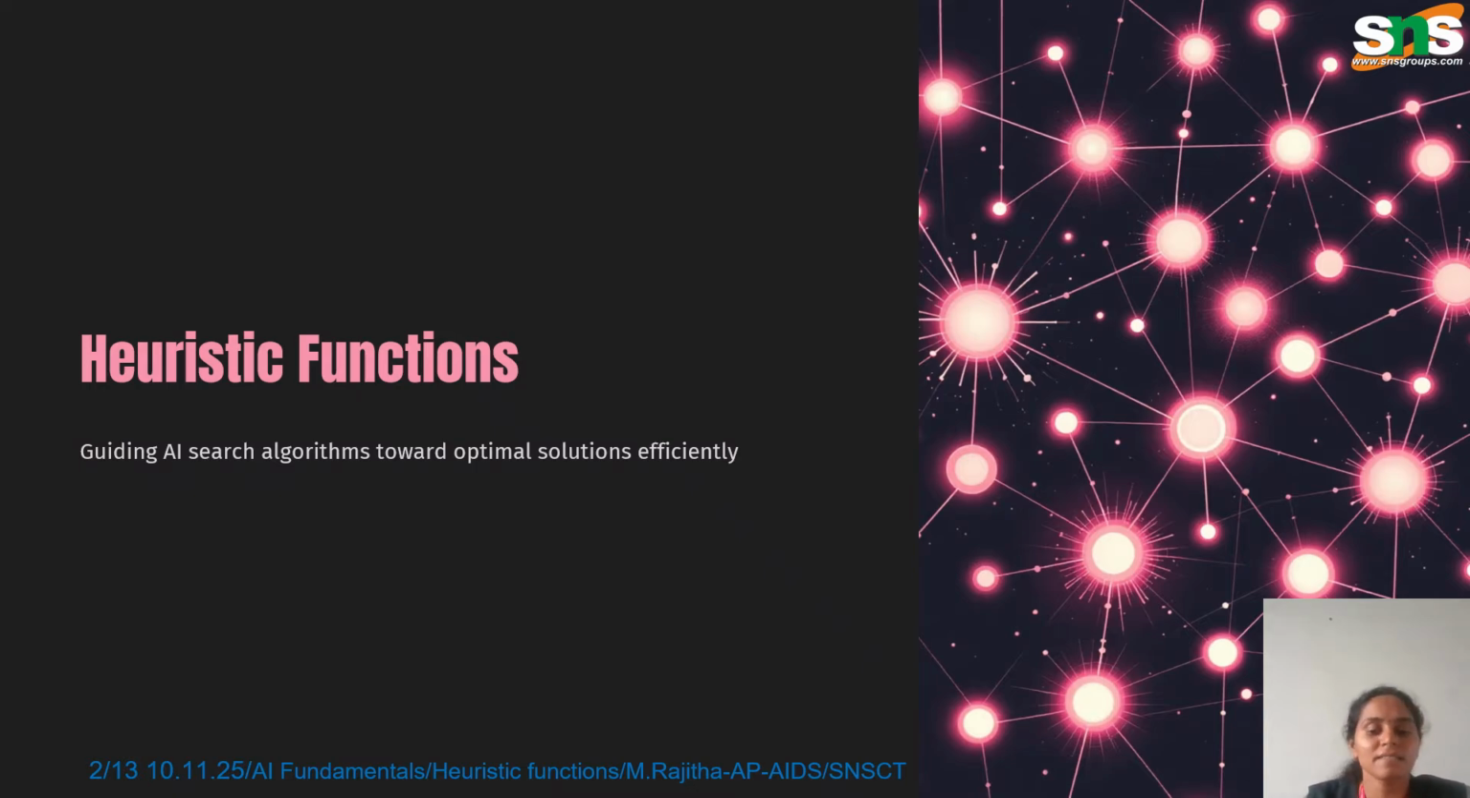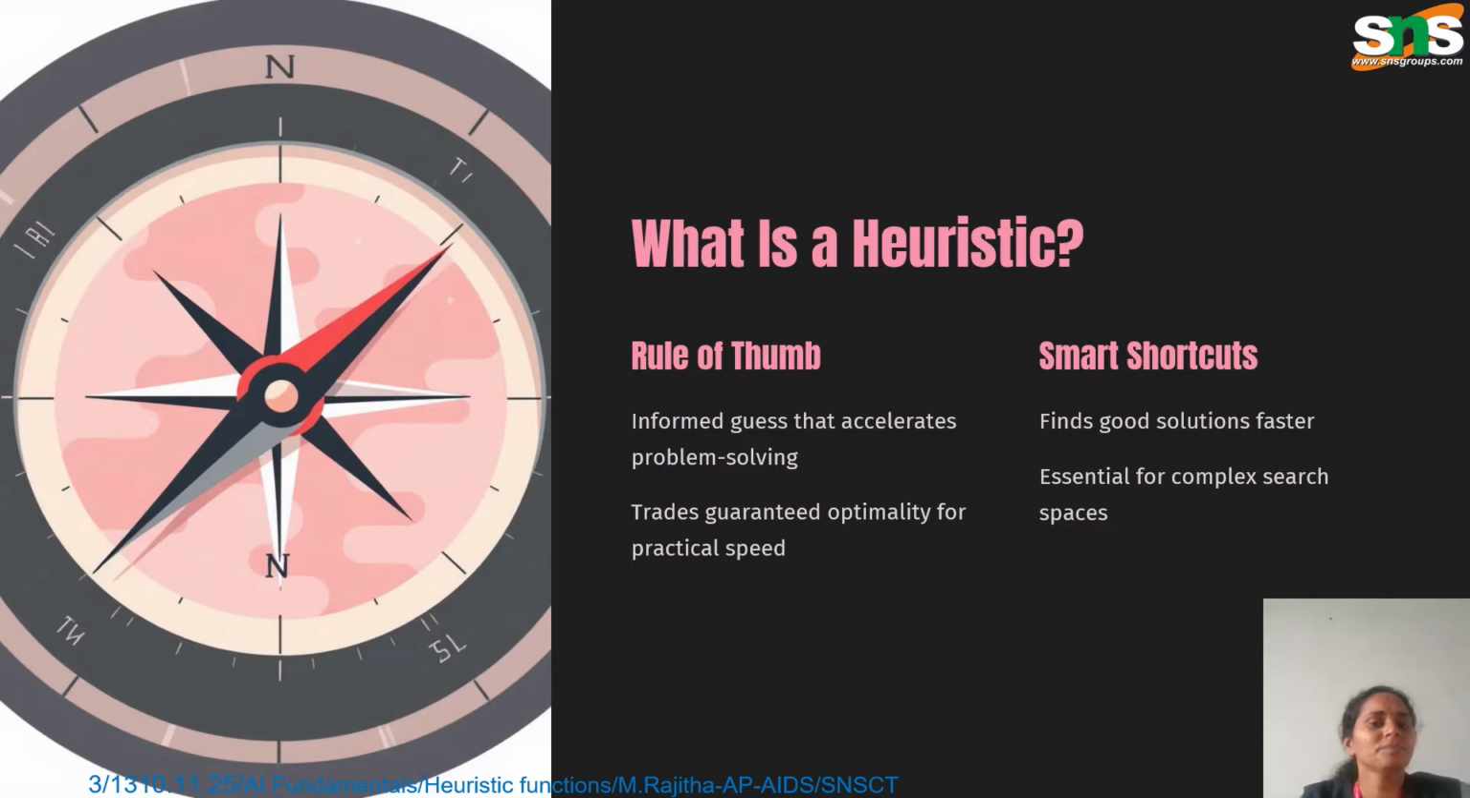answer in less time. So the rule of thumb trades guaranteed optimality for practical speed. The smart shortcuts are essential for complex search spaces.